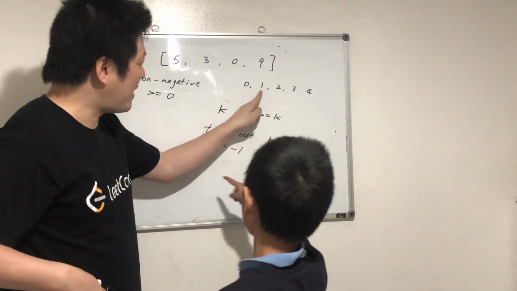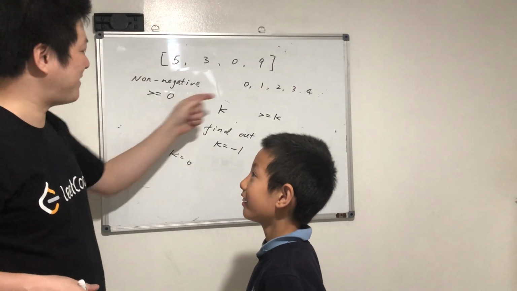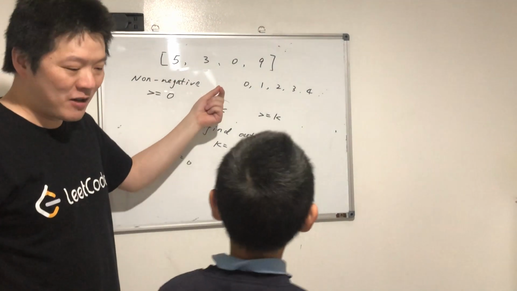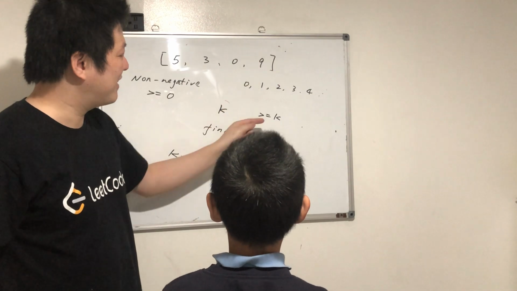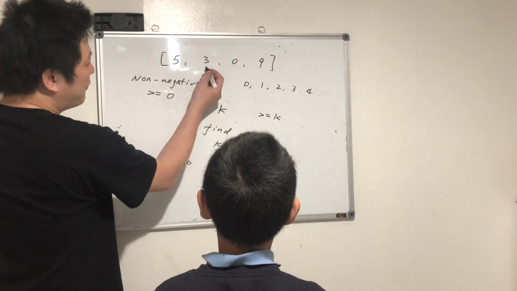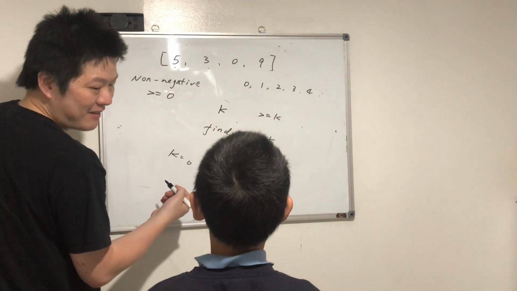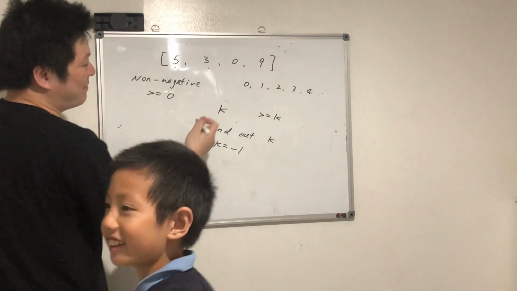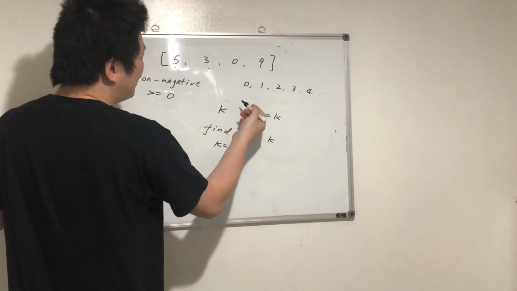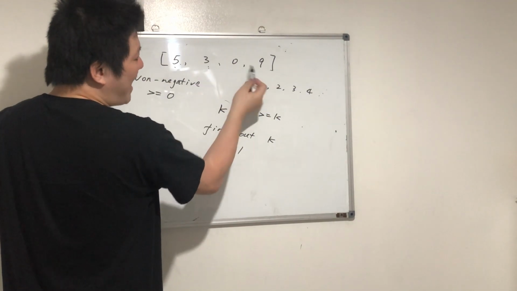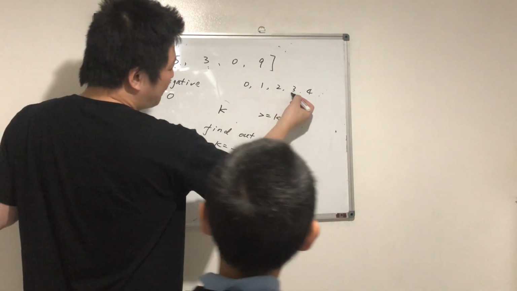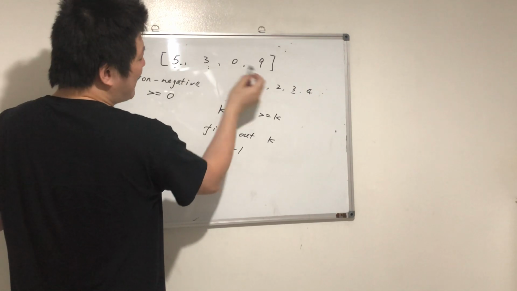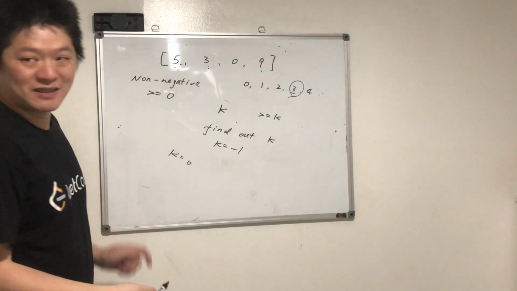So 0 and 4 are not the same. And how about k equal to 1? Are there exactly 1 number bigger than 1? No, look, 3, 5, 9 are bigger than 1. So it's not the same. Look, k equal to 2: 3, 5, 9, again not the same. k equal to 3: 3, 5, 9, yes, the same. So 3 is the answer. Okay? So, got it.